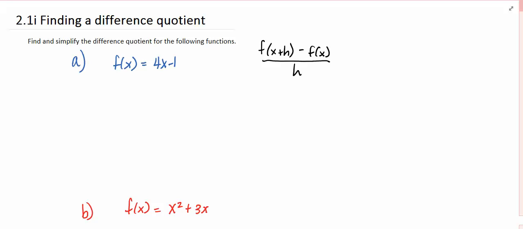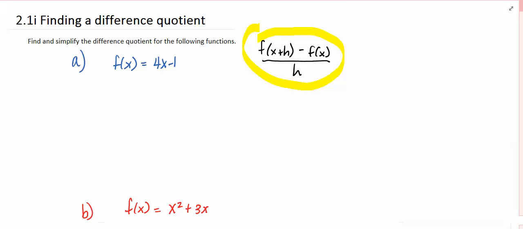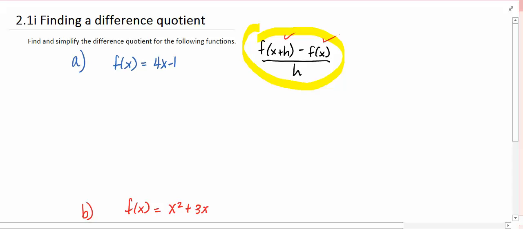We're going to take a look at finding a difference quotient, and the difference quotient is this formula right here, and that we're going to use. And if we know what function notation means, then we shouldn't have any problem using a formula that asks us to do something with function notation. So let's take a look at what they're requesting.